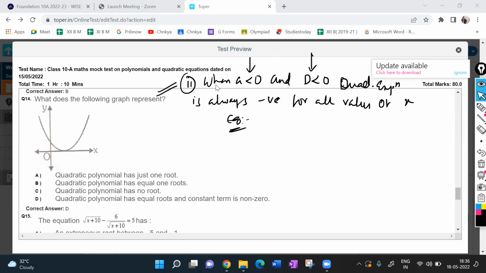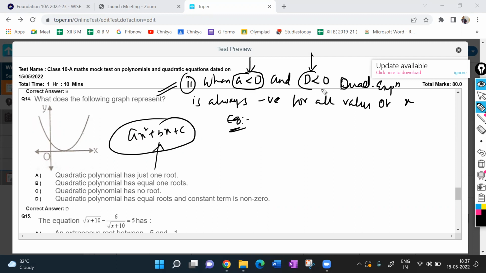You know what the quadratic expression standard form is, right? ax square plus bx plus c is equal to 0. I'm talking about the quadratic expression, so let me remove this equal to 0. This is a quadratic polynomial we have. Am I correct? Now I'm asking you to frame a quadratic polynomial where these conditions are satisfied: a less than 0, discriminant should be less than 0. Give me an example.